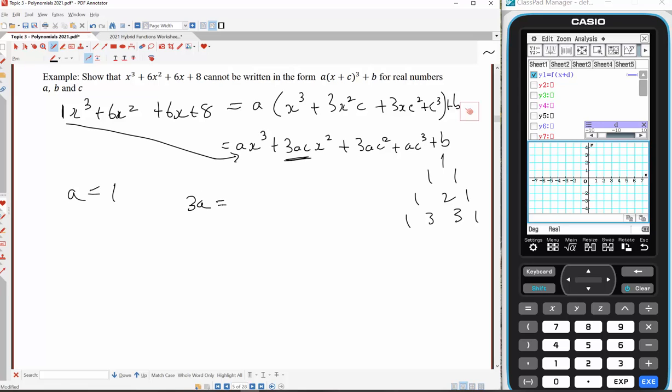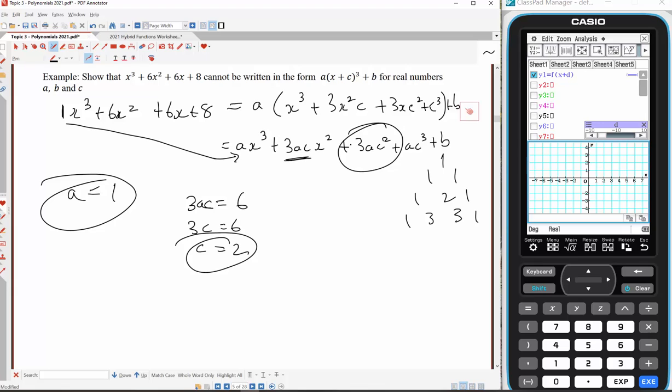So I've got 3ac equals 6. Now if a is equal to 1, that means 3c is equal to 6 and c is equal to 2. So it's looking okay so far. a is equal to 1 and c is equal to 2. Let's just try it on this one here, which is 3ac squared. That should be an x in there as well. So I'm going to pop in my values, so 3ac squared should equal 6 if this is true, if c is equal to 2 and a is equal to 1.